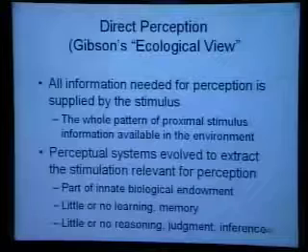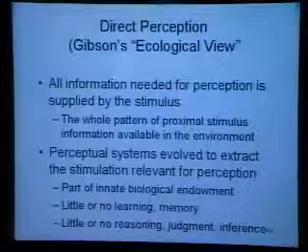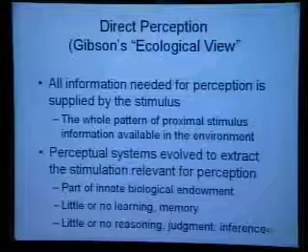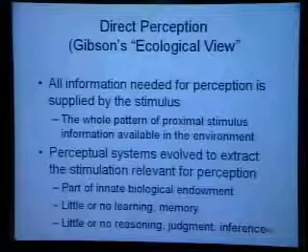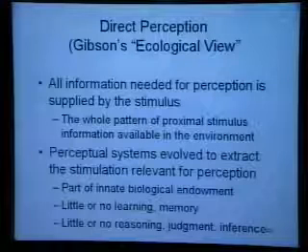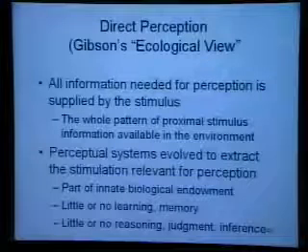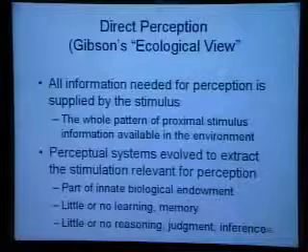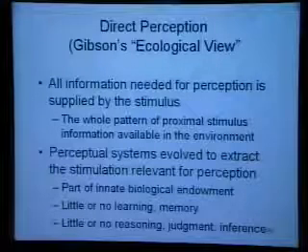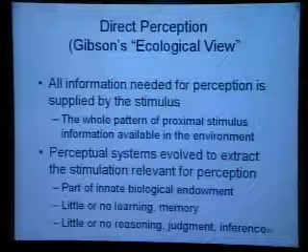Just to review again, what's going on here is that from the ecological point of view, all the information that the perceiver needs to see objects in depth, to perceive distance, is provided by the entire pattern of proximal stimulation that falls on the perceiver's sensory systems. And Gibson argued that over evolutionary time, our perceptual systems evolved to extract just that stimulation that's relevant for perceiving depth, motion, and so on.